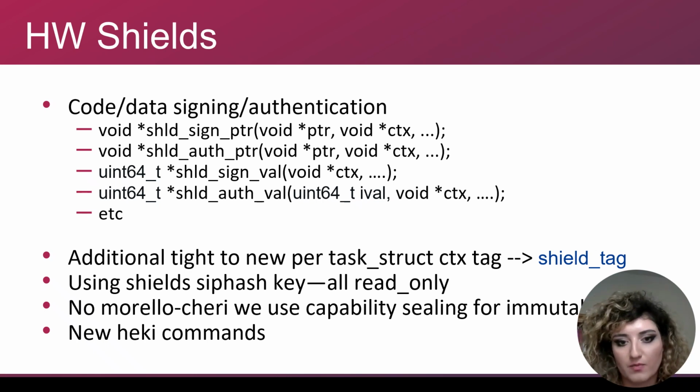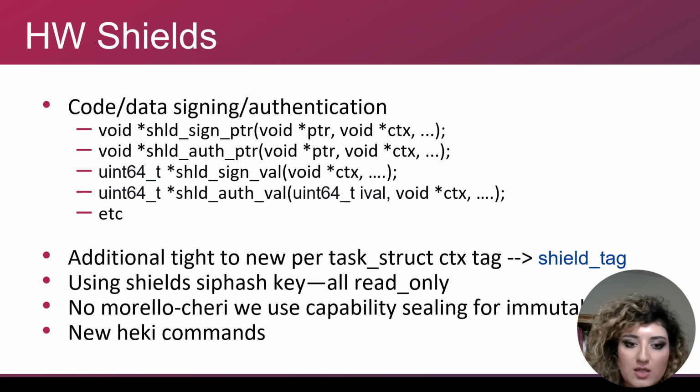Shields implement a very small set of signing and authentication functionalities for pointers, for values, and for code regions. And all of these functionalities are also tied to a specific random context tag. We call it the shield tag, per privileged task struct, that is basically part of the kernel task and is assigned when a task is actually using Shields.